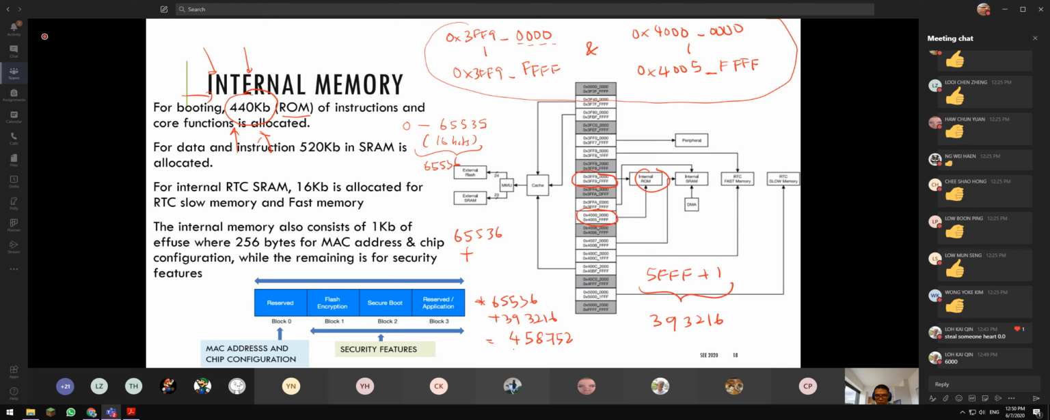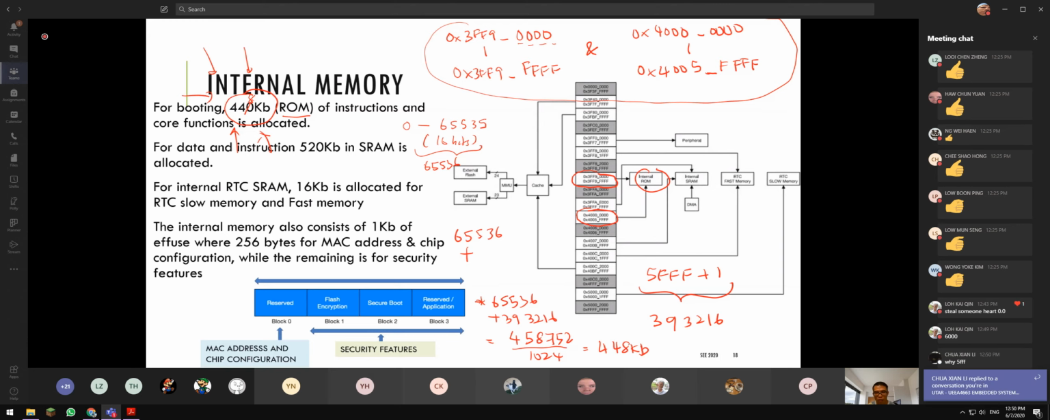To convert to kilobytes, you just divide by 1024. So this is equivalent to 448 KB. So this should be 448. Is it okay, class? I hope that you know this, class. This is a fundamental question asked during one of the interviews of my student at Intel. They give you a memory map and ask you to calculate how many KB.